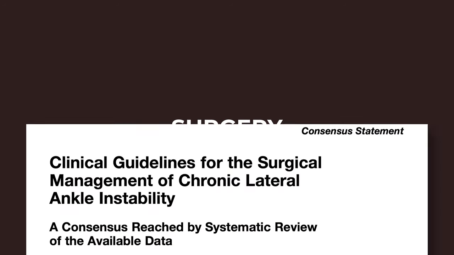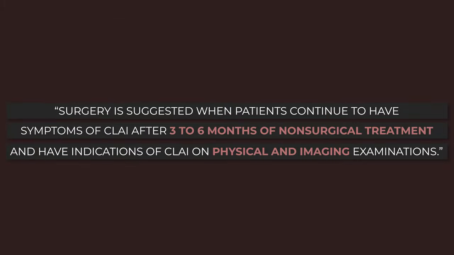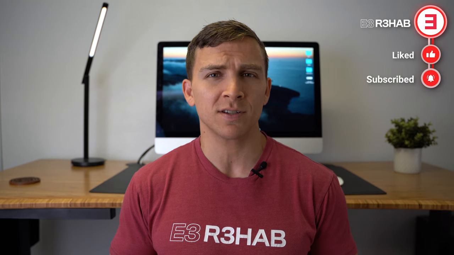Surgery. Based on the clinical guidelines for the surgical management of chronic lateral ankle instability by Song et al. in 2019, surgery is suggested when patients continue to have symptoms of CAI after 3 to 6 months of non-surgical treatment and have indications of CAI on physical and imaging examinations. Surgery is a viable choice in some cases, but I usually recommend that people exhaust their non-surgical options, such as exercise therapy, bracing, and appropriate activity modifications before considering it. If you're even remotely unsure, see a sports physical therapist near you.